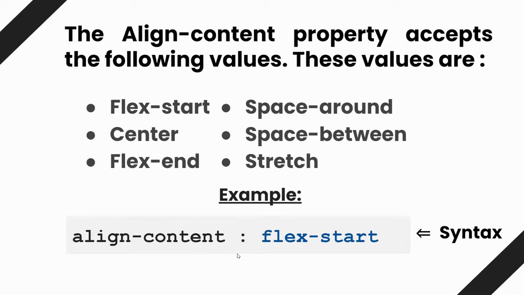This property also accepts the following values: flex start, center, and flex end, like the justify content and align items. Also, it accepts the values of space around, space between, and stretch. So these are the list of values that this property accepts. In the example here, you can see the align content is assigned the value of flex start. So without wasting time, we'll be seeing how each of these properties works in Flexbox.